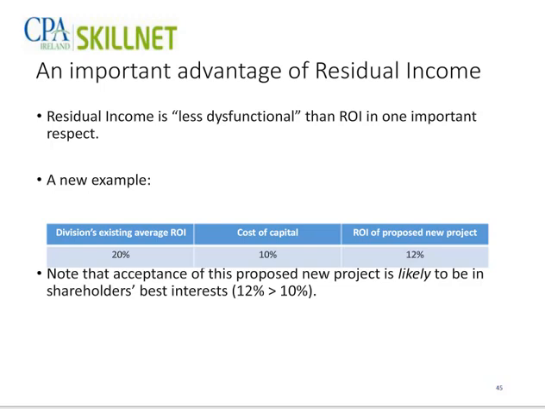However, it's fair to say that in at least one way, residual income is less dysfunctional than return on investment. To consider this, let's take this fresh example as shown by the table in blue here. So we have a division whose existing investments are giving it an average ROI of 20%. The division's cost of capital in this example is assumed to be 10%, and a new project is being considered which has a return on investment of 12%.